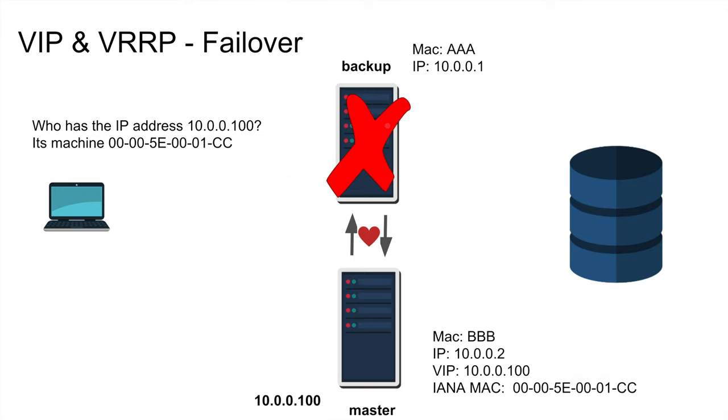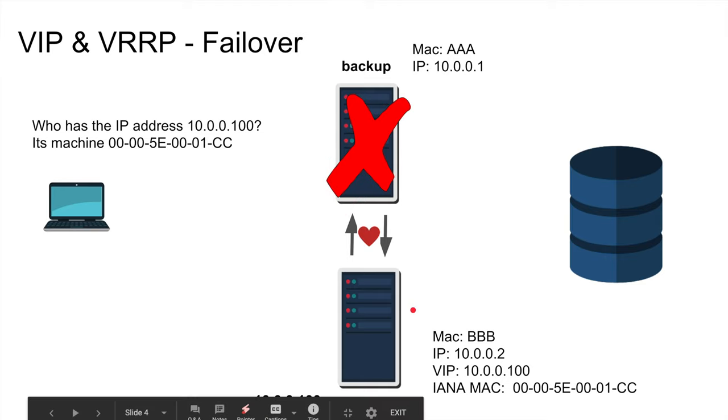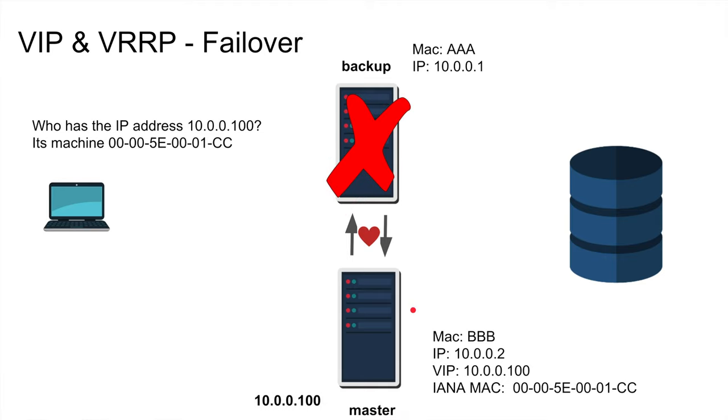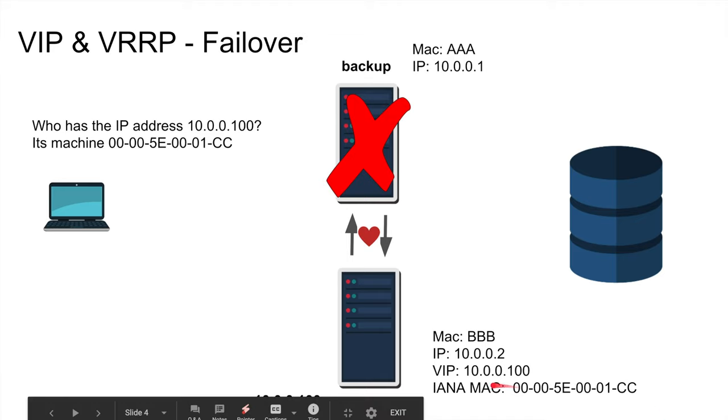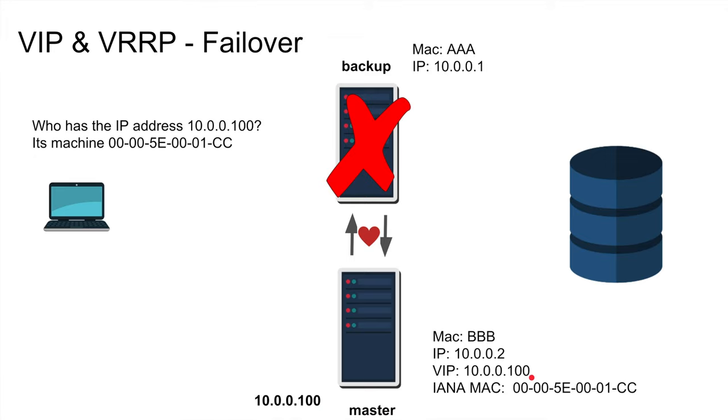So let's throw in a monkey wrench. This machine died. What will happen? If this machine died, the backup will say, hey, this master is no longer communicating with me. Something happened. All right, I'm going to call it. I am now the master. I own virtual IP address 10.0.0.100. How did the machine know? Because it's configured. There is in the software configuration that says, hey, you are now the owner of this.